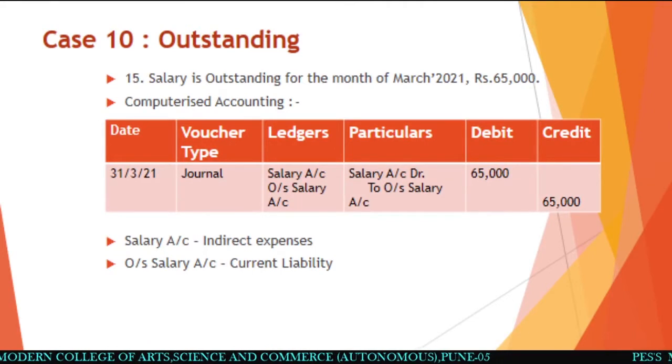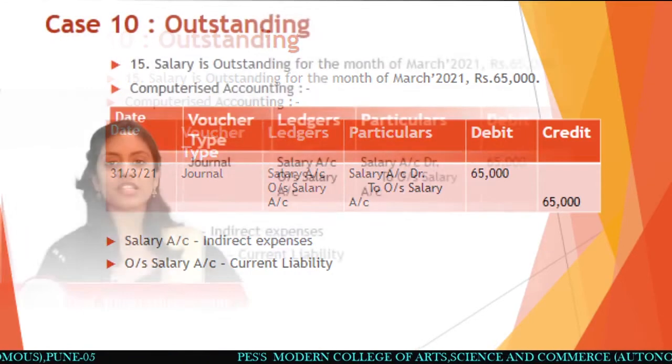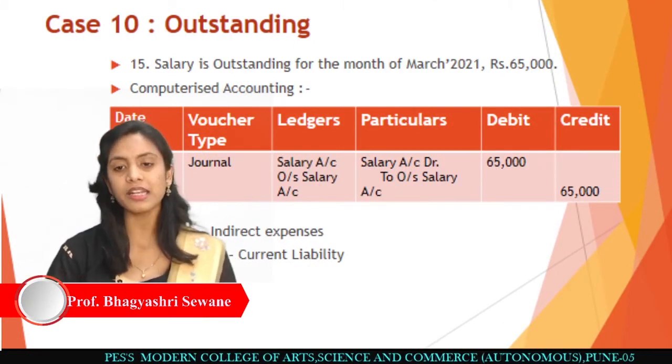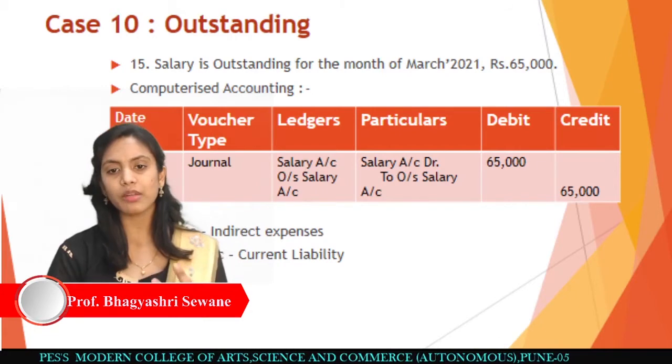Once again, you can see over here, that is a salary. There is an outstanding salary for the month of March 2021. That's outstanding salary. You haven't paid. Rubik's Limited hasn't paid this particular amount of salary to their employees, right? So this is outstanding salary. So what will be the entry over here?